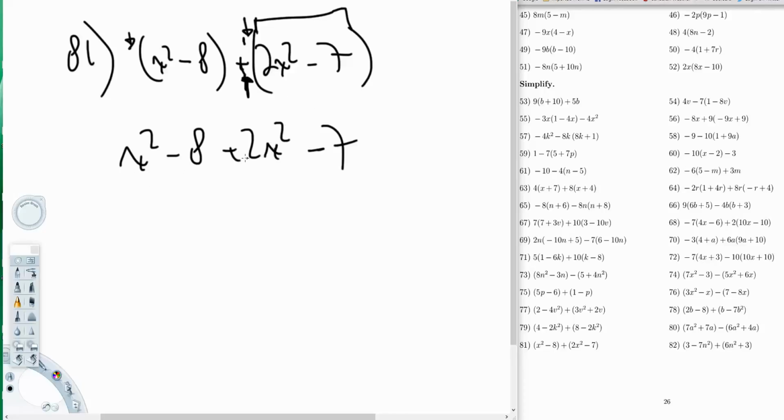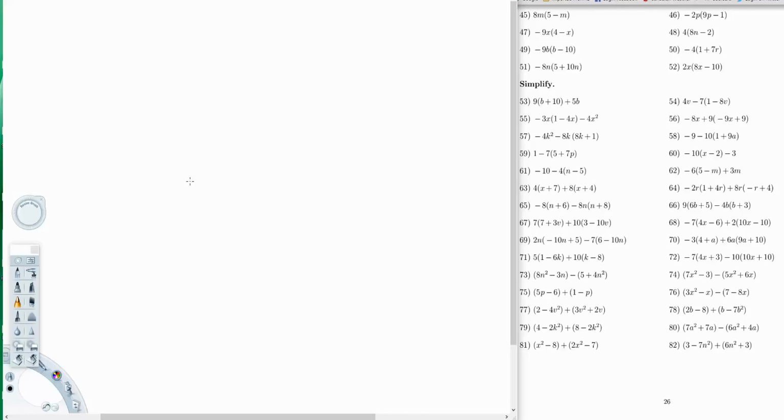So, any regular old numbers? Yes, negative 8 and negative 7. So, negative 8 plus negative 7 equals negative 15. X squared plus 2x squared equals 3x squared. Is that the answer? Yes, it is.